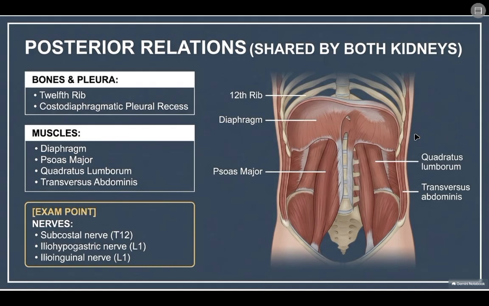So let's talk about the posterior relations of the kidney. So we have the bones and we have the pleura. For the pleura, let's talk about the costodiaphragmatic pleural recess. So what is pleura? Pleura are layers that cover the lungs. This pleura folds, or changes its name, as it passes from one region to another region of the lungs. So we have the costal pleura and we have the diaphragmatic pleura. The costal pleura continues towards the diaphragmatic region. So that's why we call it the costodiaphragmatic pleural recess.